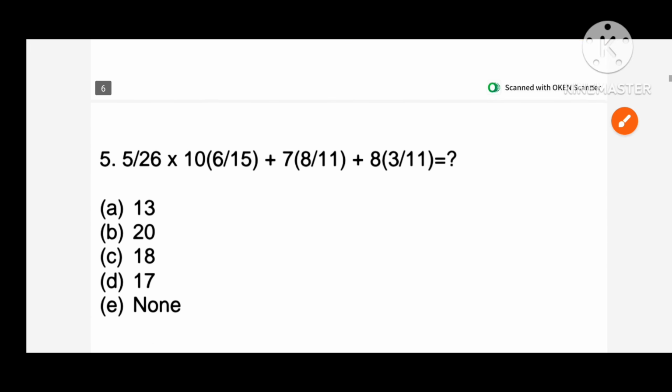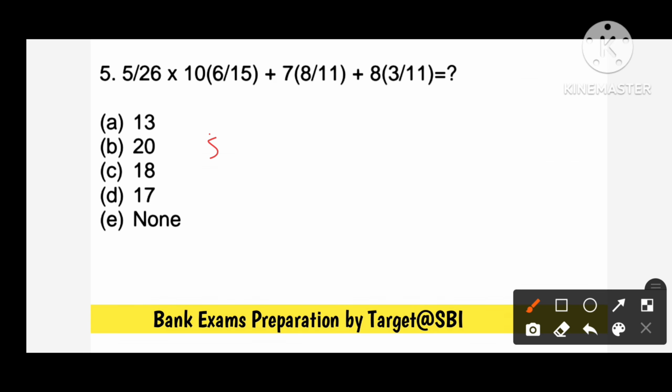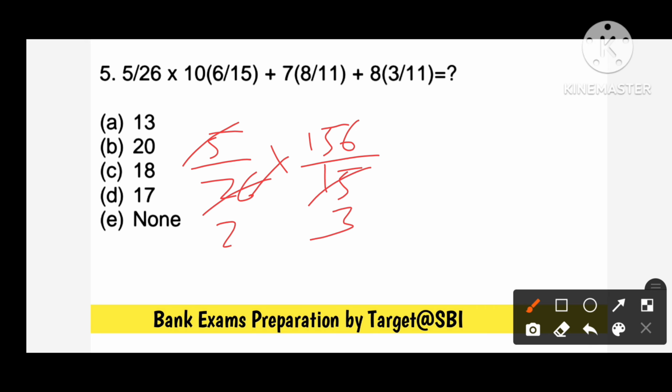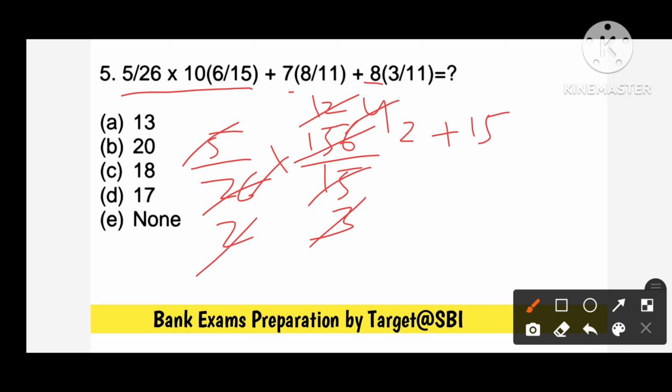Next question number 5. 5 divided by 26 into 15, 10 times 15, 0. 156 divided by 15. So 5 3 times, 13 2 times and 13 12 times, 3 4 times, 4 2 times. So we get 2 for this total part. Next here we see 7 plus 8 which will be 15, and fraction value sum will be 8 by 11 plus 3 by 11 which will be 1. So we have answer 2 plus 15 plus 1, 18. Option C is the answer.